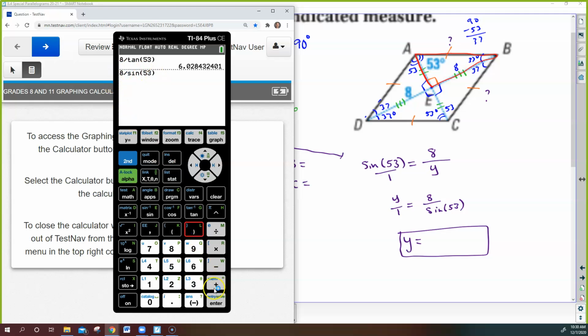Do 8 divided by the sine of 53. And we get 10.017, and the rounding is okay. So we're going to just leave 0.17.